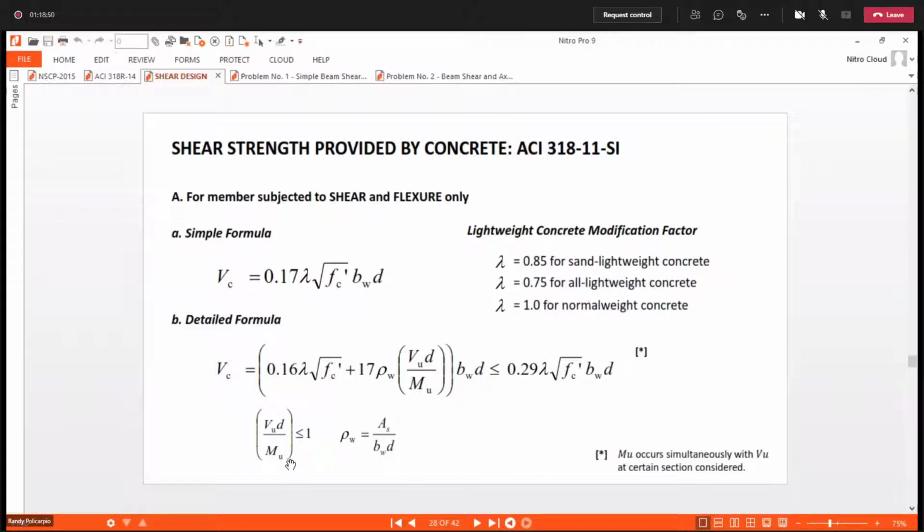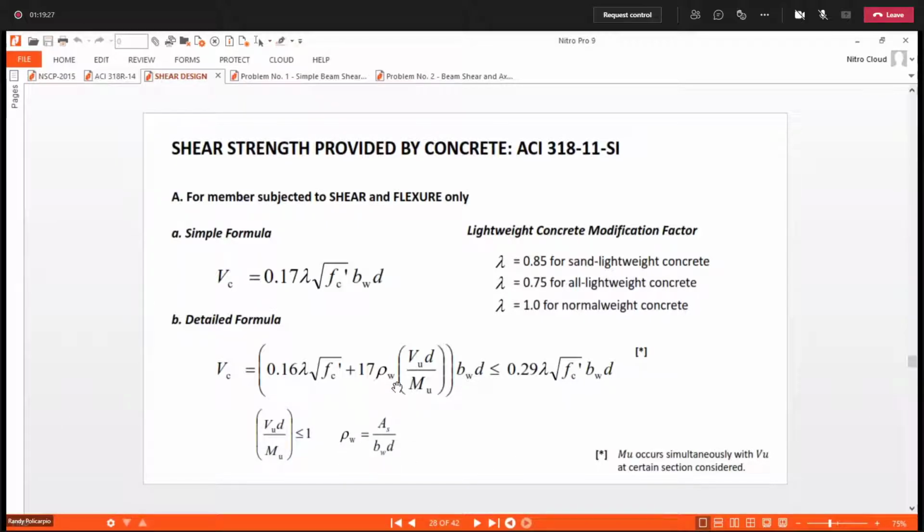Now, if it is greater than 1, this quantity will be equated to 1. Equate mo na ng 1 kapag ang result niya ay greater than 1. But if it is less than 1 or equal to 1, yun ang magiging value niya. So compare mo dito, kailangan equal or less than. Kapag equal or less than, you may use this. But in case it is greater than, you may use this one. So that is for the detailed formula.